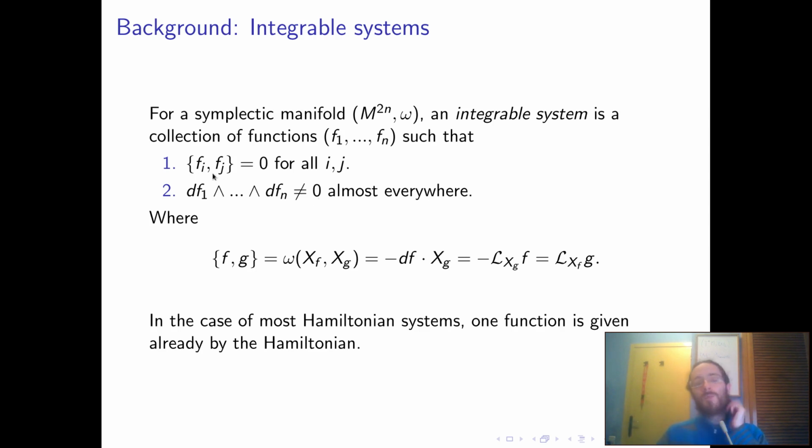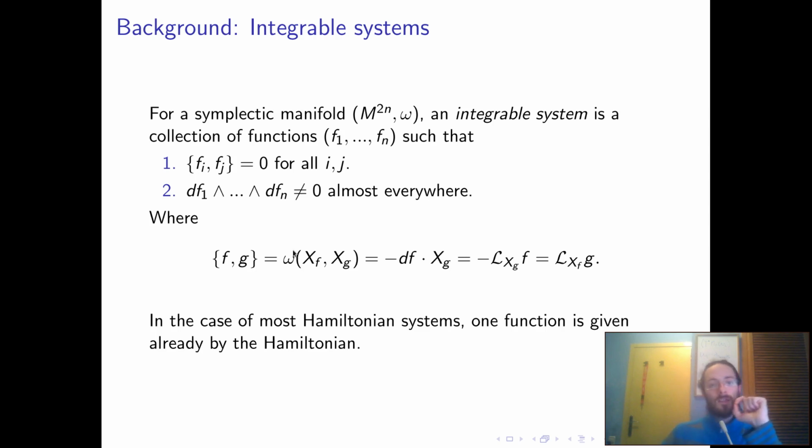And this Poisson bracket, I assume that you are already familiar with this, but we'll recall here the expression for this Poisson bracket in the context of symplectic geometry, and this consists in pairing the symplectic gradients of the given functions f and g using the symplectic form.